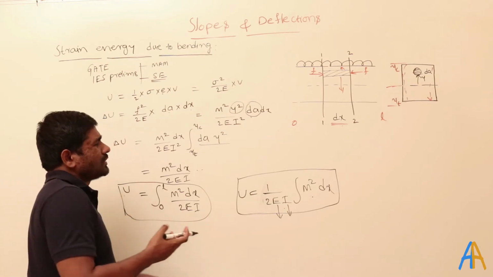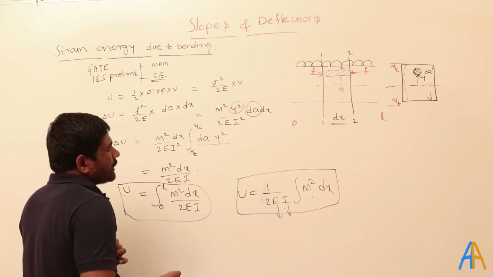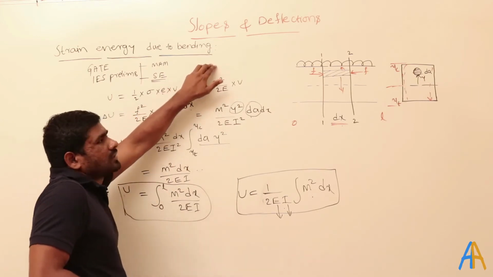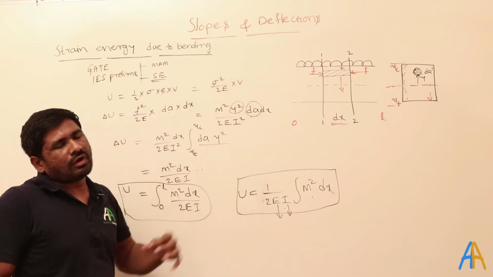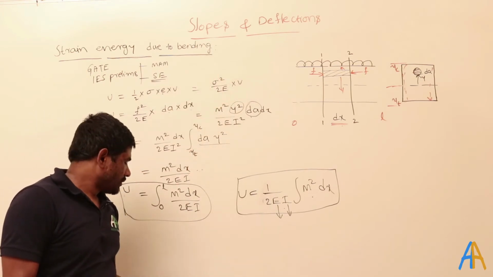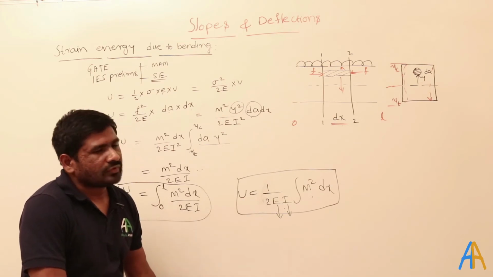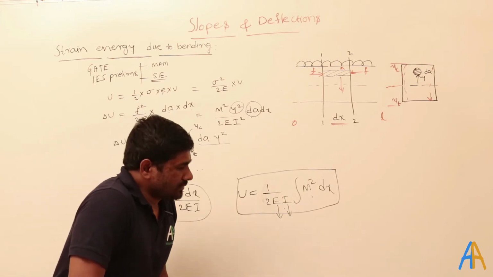Okay, what is the use of this? Why are we finding this? Because our ultimate aim in this chapter is to find the deflection and the slope. So how do we find the deflection, especially the deflection here? See, this is the strain energy.